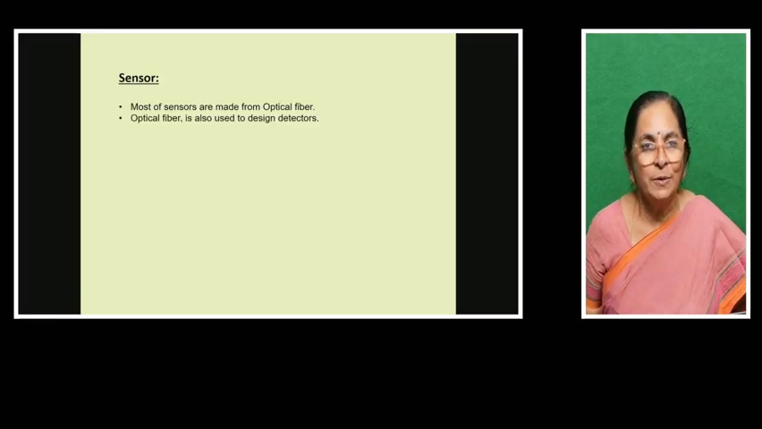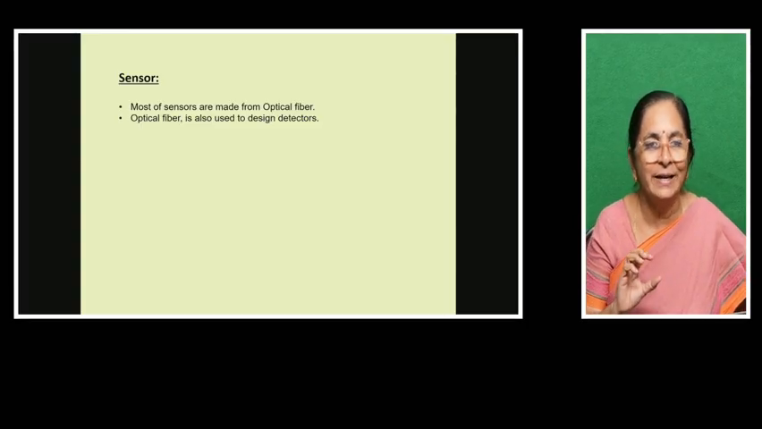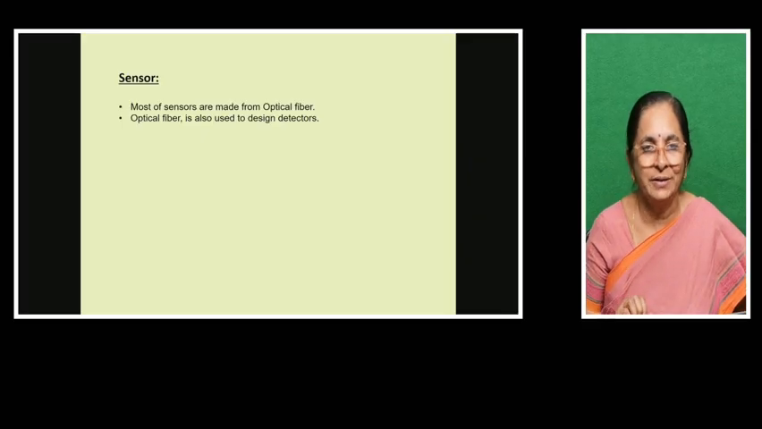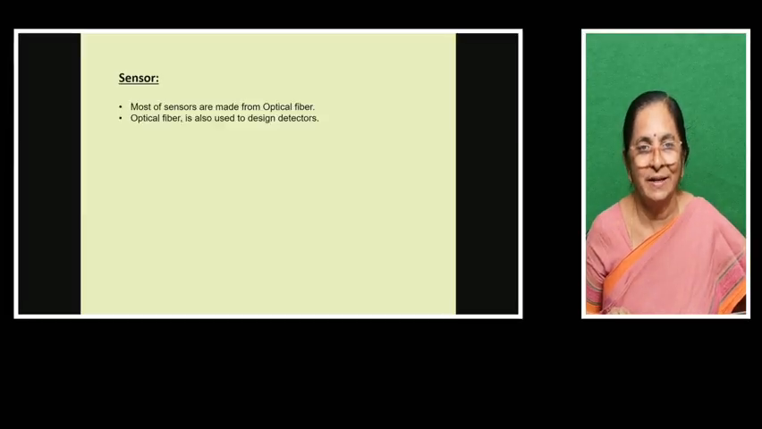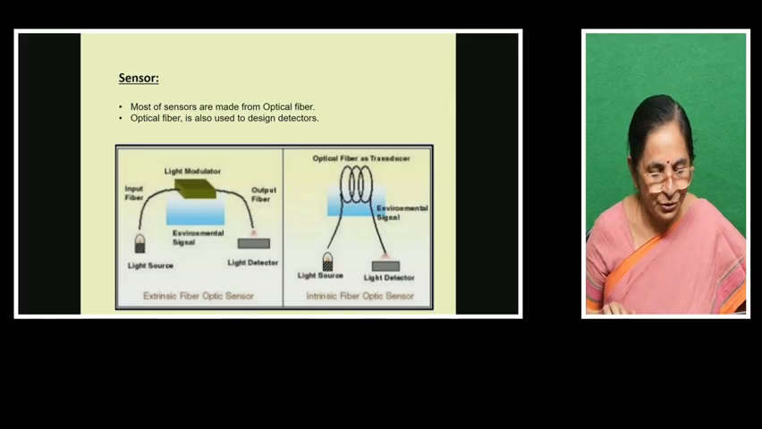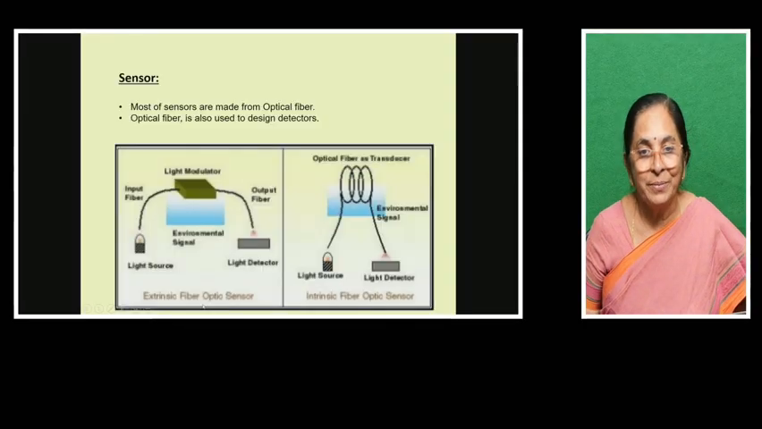Optical fibers are also used in sensors. All of us know sensors are used to collect data from the physical environment, like change in temperature, pressure, force, acceleration, etc. In these sensors, optical fibers are used. Also, these fibers are used to design detectors. Some simple pictures I show you here. So there are two types: extrinsic fiber optic sensor and intrinsic fiber optic sensor.